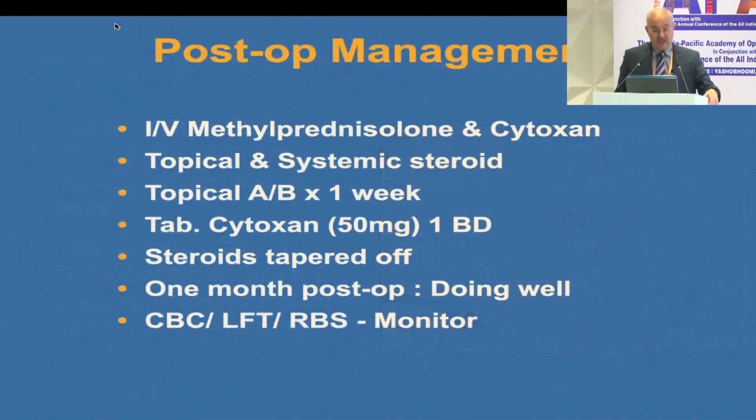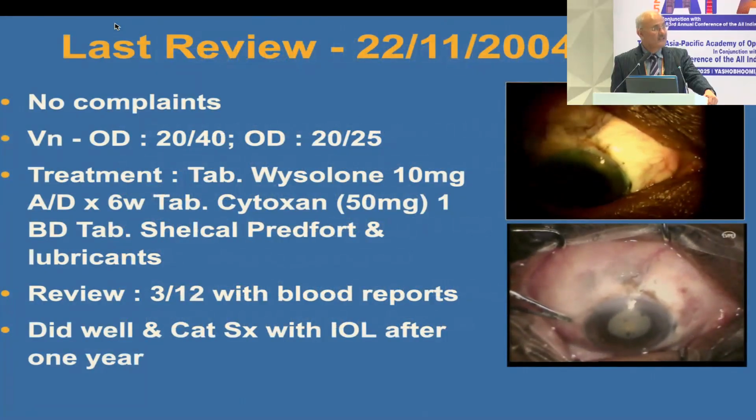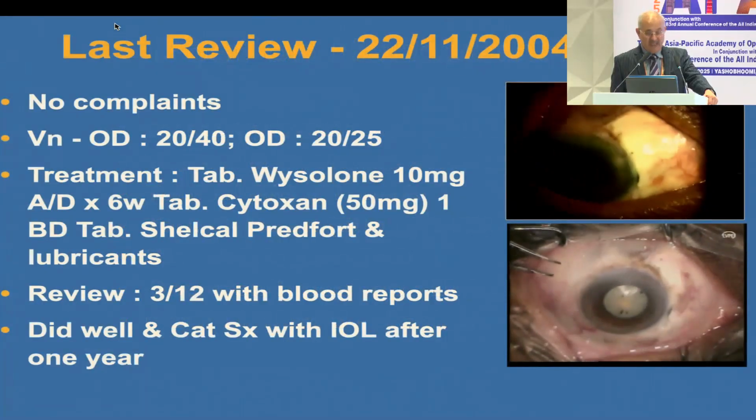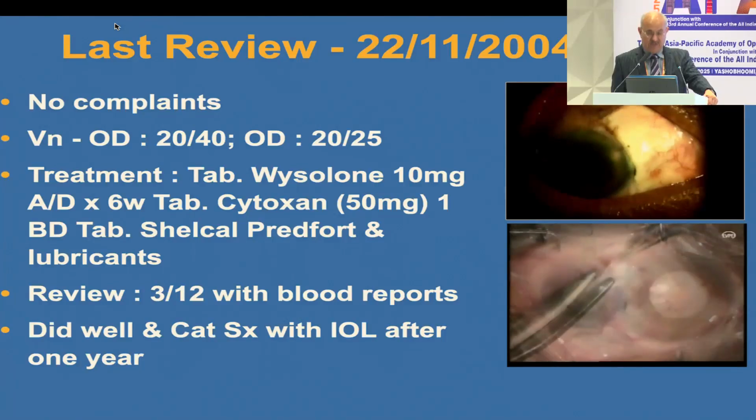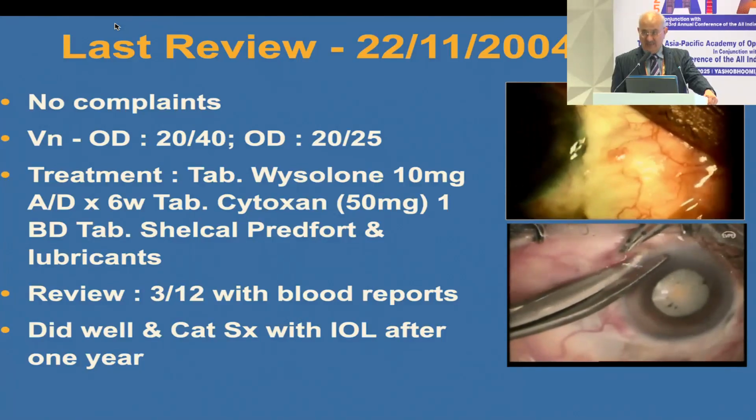And this treatment continued for the next 1 year, and I followed him very closely every 2 to 3 months with CBC, LFT, and RBS. Later he underwent cataract surgery in the same eye, and the vision improved. Best corrected vision was 20/25 in that eye. So it's not that you cannot salvage these kinds of eyes.